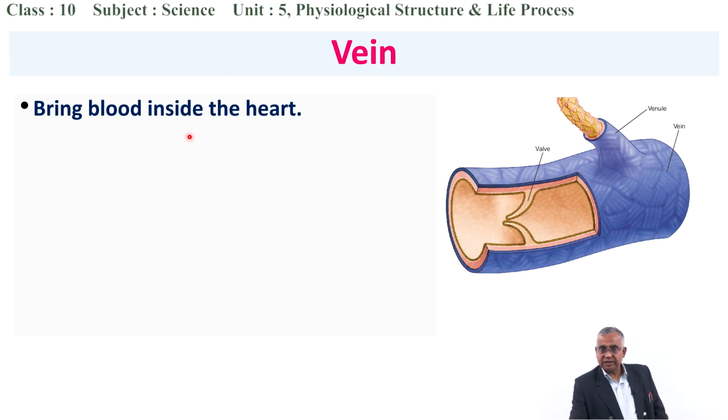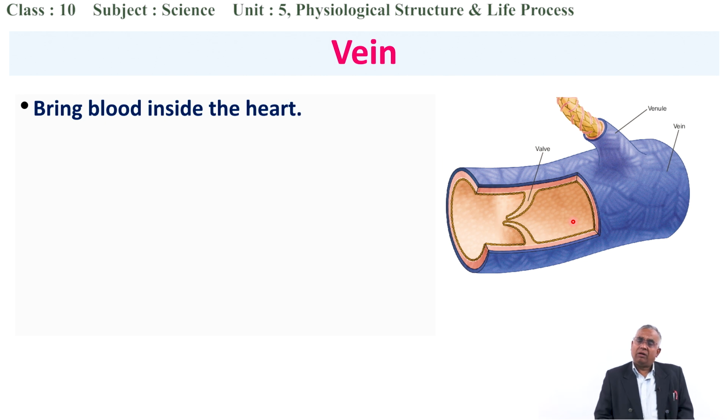Vein brings blood inside the heart. What is seen here? Look here, thickness of wall. It is thinner than arteries. Look here, they are valves. Two semilunar structures. That is valve. And here, color is also shown, bluish. That shows that impure blood flows in here. But remember, except pulmonary veins. So characteristics are contrasting to arteries.